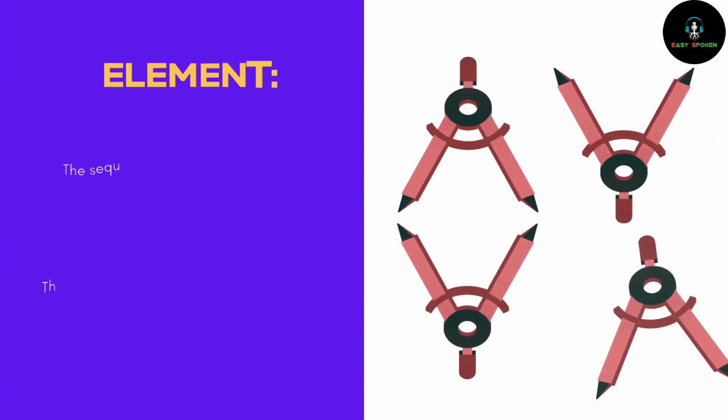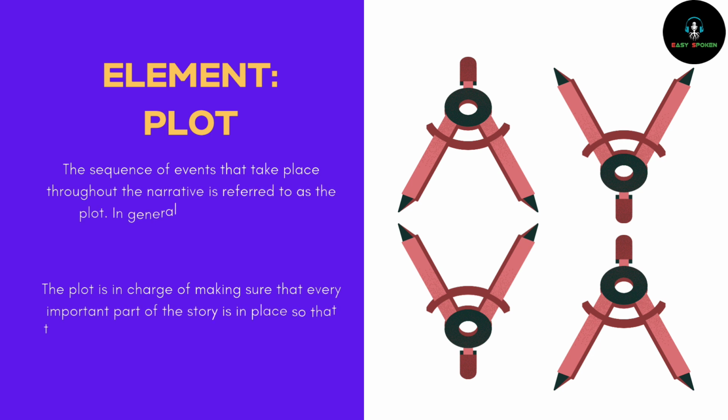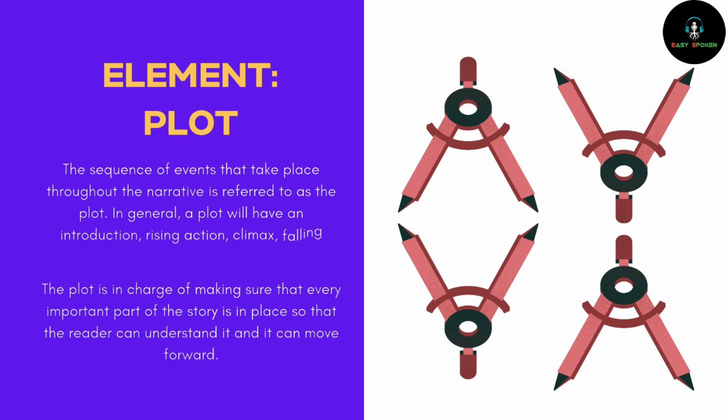Element. A plot. The sequence of events that take place throughout the narrative is referred to as the plot. In general, a plot will have an introduction, rising action, climax, falling action, and resolution. The plot is in charge of making sure that every important part of the story is in place so that the reader can understand it and it can move forward.